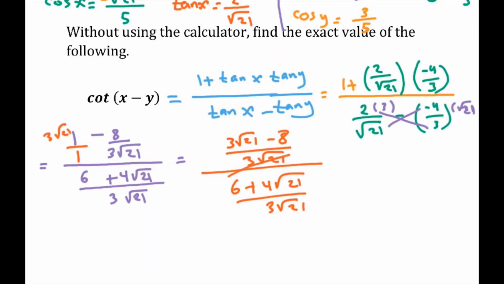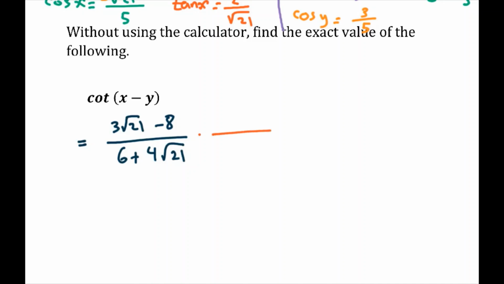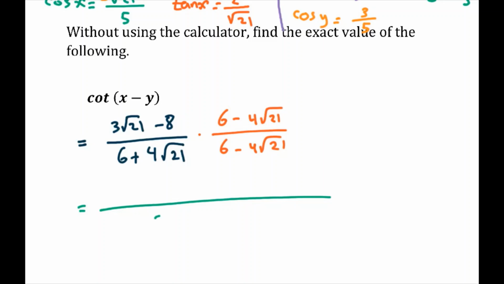Now these two will cross out each other. And what is left? 3 square root of 21 minus 8 over 6 plus 4 square root of 21. Now I can multiply the numerator and denominator by the conjugate. I will multiply by the conjugate of the denominator because I need to rationalize the denominator, and that's going to be equal to, the denominator will be 6 times 6 is 36, 4 by negative 4, negative 16 times 21, and that's going to be negative 300.